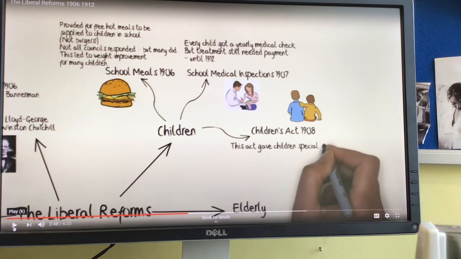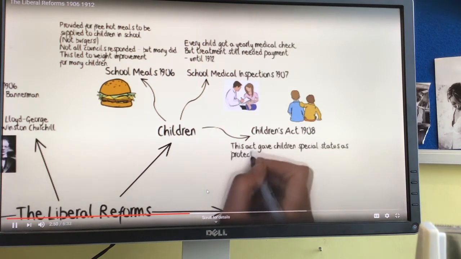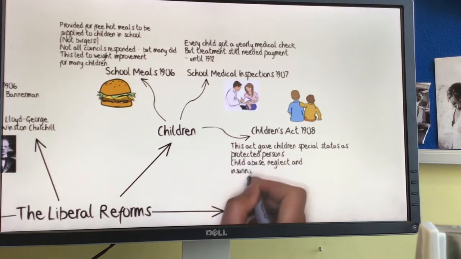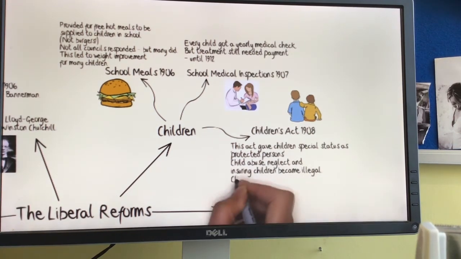So this is key. So not only do you have school meals and school medical inspections, so you can check up on the kit and the condition of the kids, but also protecting them. So really three important big breakthroughs from the Liberal government. You know, if you bring in those types of things, you're going to be respected. Child courts and borstals were established so that children would not have to attend the adult versions.